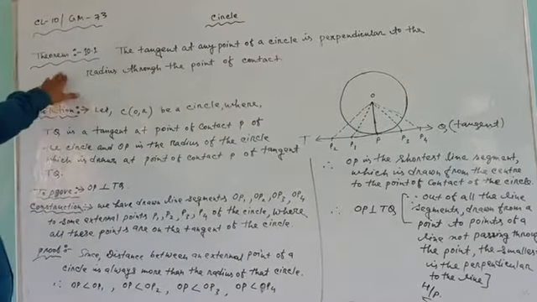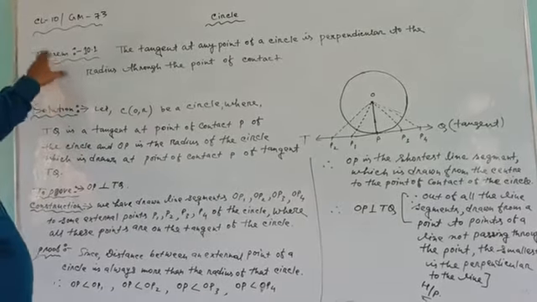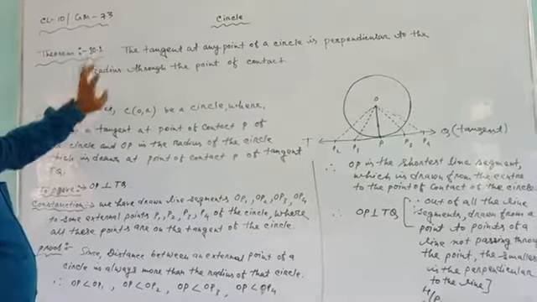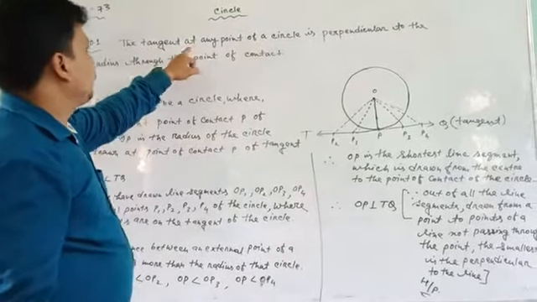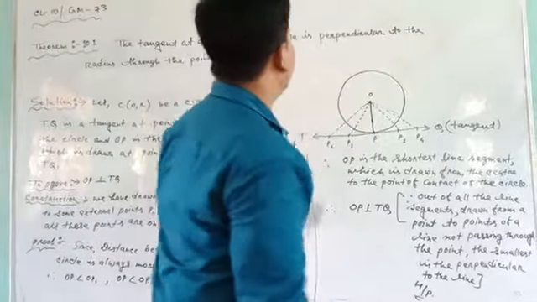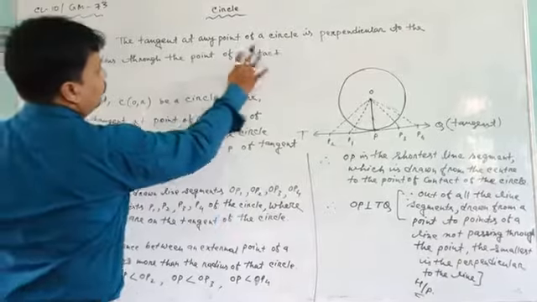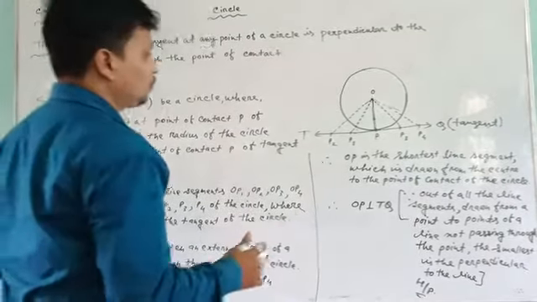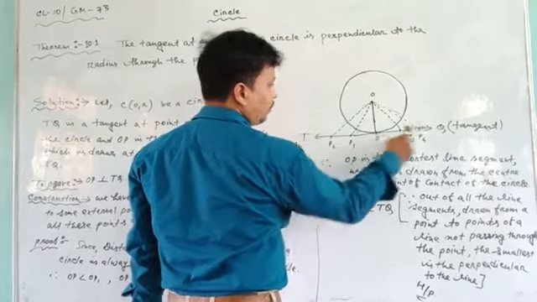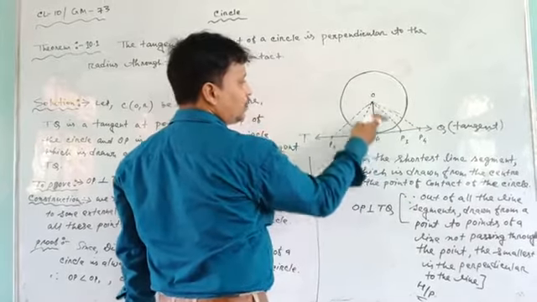So this is the first theorem given in Class 10, Chapter 10, Circle. Theorem 10.1 states: The tangent at any point of a circle is perpendicular to the radius through the point of contact. That means we have to prove that tangent PQ, we have considered tangent TQ, is perpendicular to the radius OP.